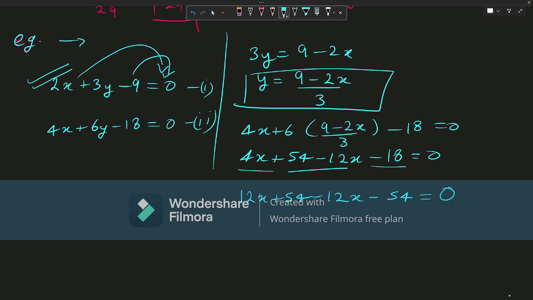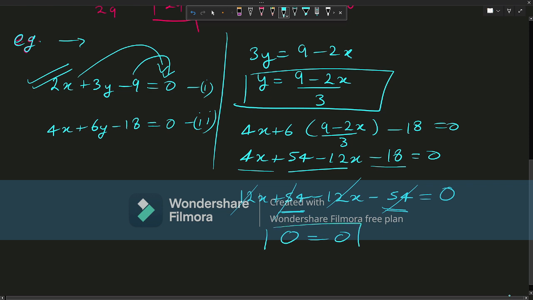Now it is simply subtraction. Here we have plus 54 and here we have minus 54, that will be cancelled. So 12x minus 12x equal to 0. We are getting 12x and minus 12x, that will also be cut. Now we are getting 0 is equal to 0. So how will you find the solution? How are you going to find the solution?